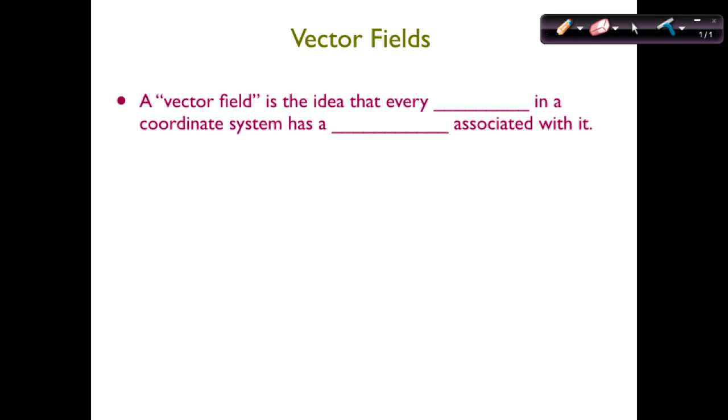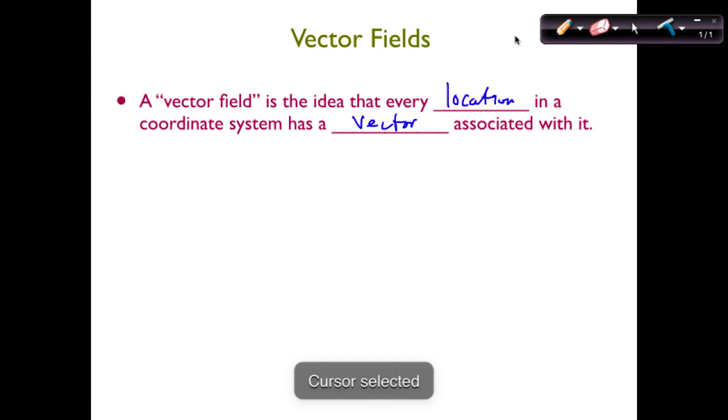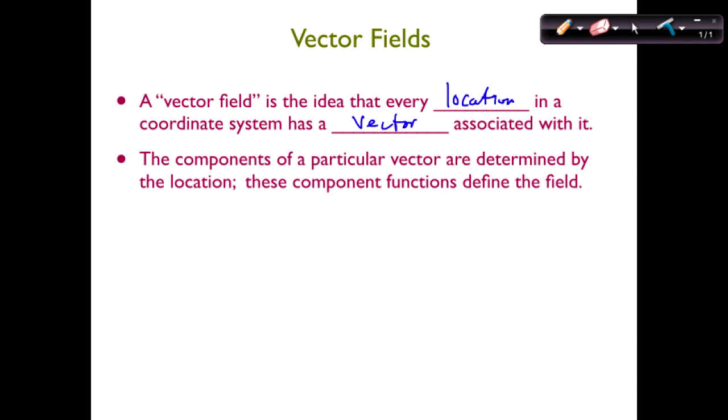Every point in a coordinate system has a vector associated with it. That's what a vector field is. So every point, every location, has a vector associated with it. That's a vector field. Okay, so the components of the vector are determined by the location. So each component is a multivariable function. Each component of the vector is a multivariable function where the variables are the coordinates.